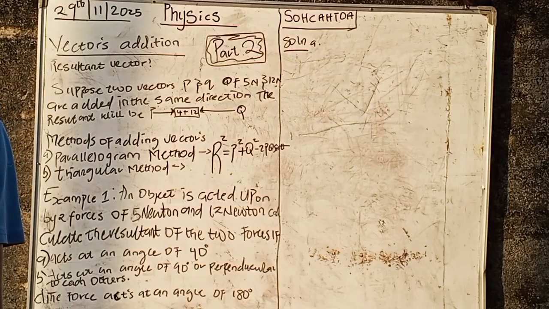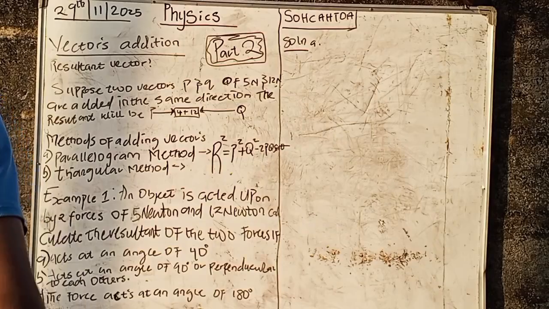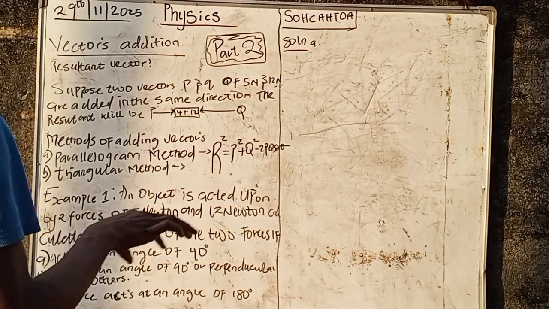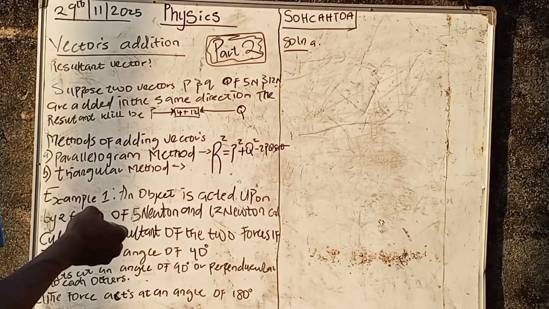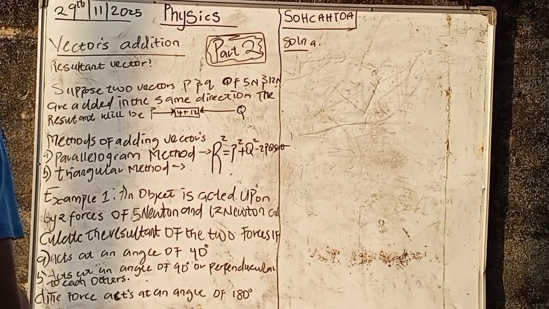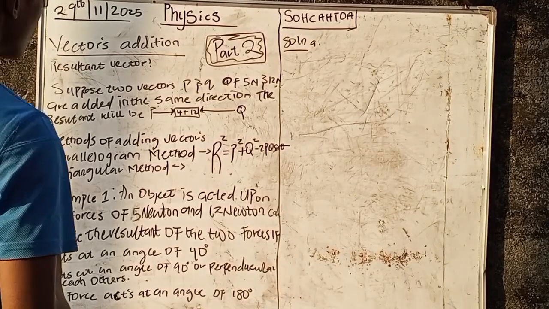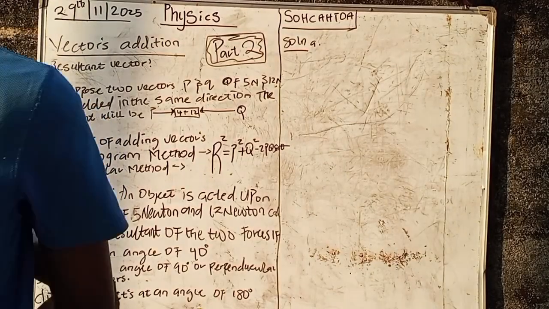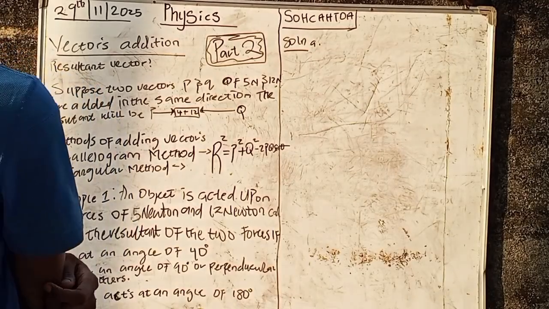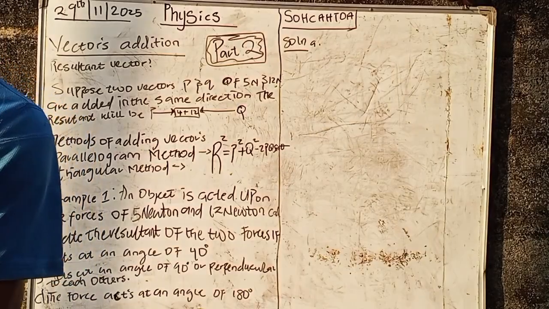But if they are added in opposite direction, that is in different direction, you subtract, which will be 12 minus 5. Methods of adding vectors are the parallelogram method and the triangular method. The parallelogram method has the same formula as the triangular method, which states R square equals P square plus Q square minus 2PQ sine theta.